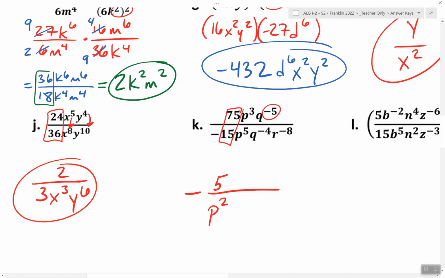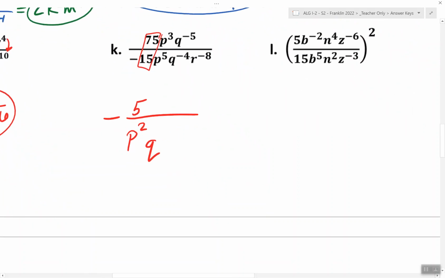Now, when you've got a couple negatives like this, you can just subtract them, right? Negative 5 minus negative 4 equals negative 1. And so q to the negative 1 would end up on the bottom as just a q. Or you can think of it this way.